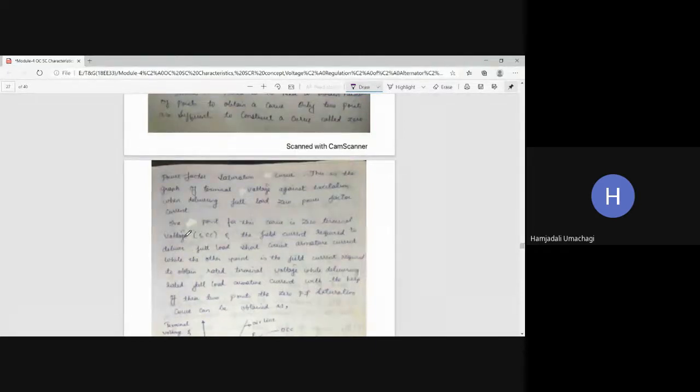If voltage is zero, current will be very high. That is nothing but your short circuit condition. Yes or no? So the first point is the short circuit point. That is one point for this curve: zero terminal voltage. If voltage is zero, then current will be maximum.